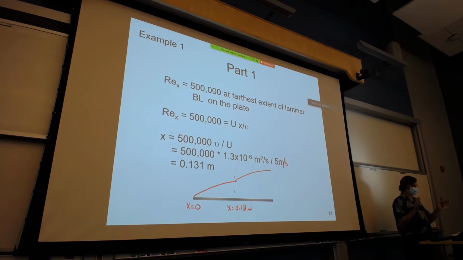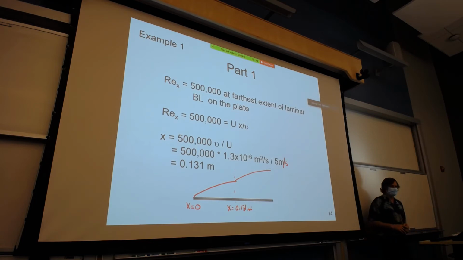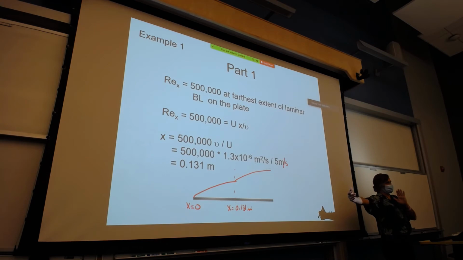So that answers this aspect. One simple question: is there a laminar boundary layer over the whole plate? Of course not. It only exists in the first 0.131 meters. Over the rest of the plate, the boundary Reynolds number grows and is greater than 500,000, which means it's transitional or possibly turbulent.